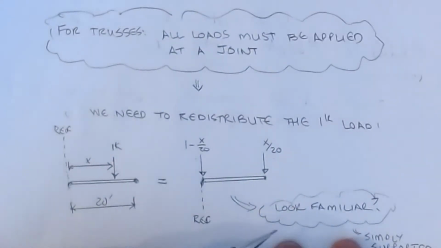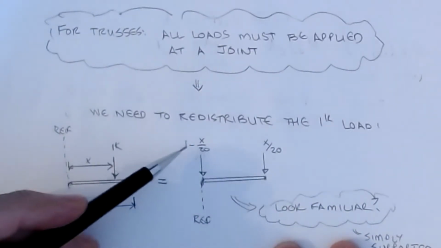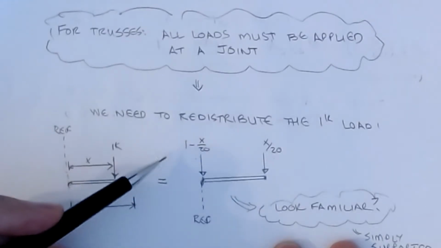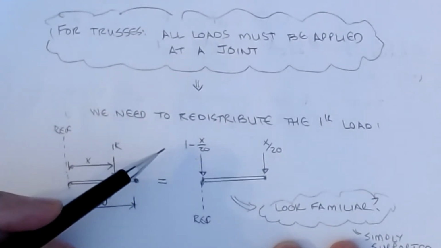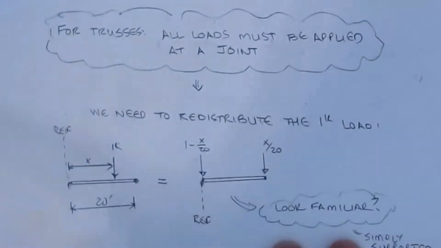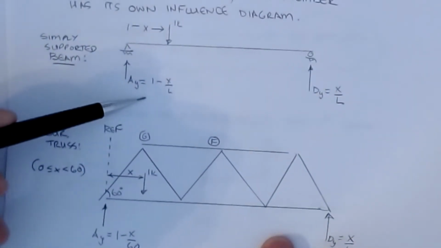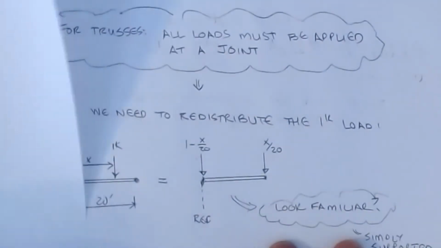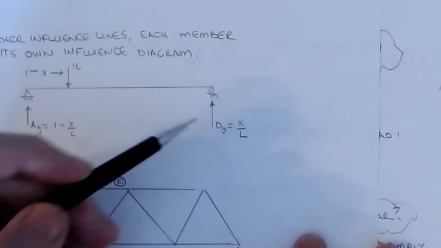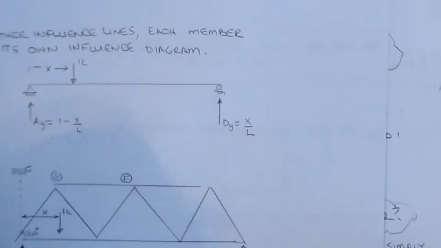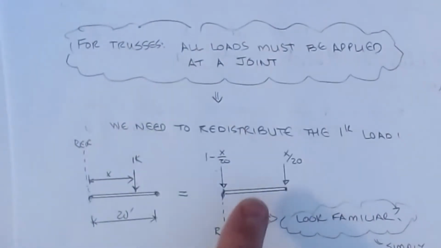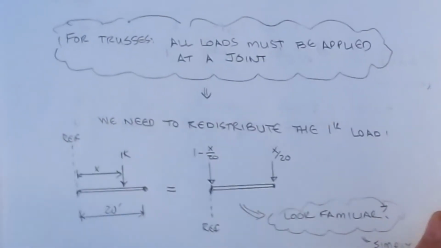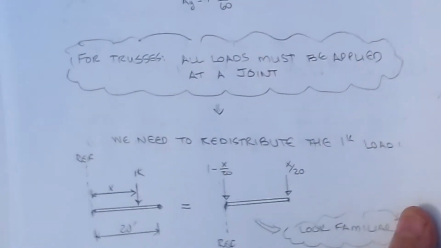If you notice, this may look familiar to you. 1 minus x over L, well, that was our reaction for a simply supported beam at, say, the end A. That was this guy, okay? And likewise, the other one, which is x over 20 or x over L, would be the other one. So this is basically a beam analogy hidden inside of the truss, but now we have to work with basically a system of 2 loads. And we'll use this idea of multiple loads as we move into girders and other structures as well.